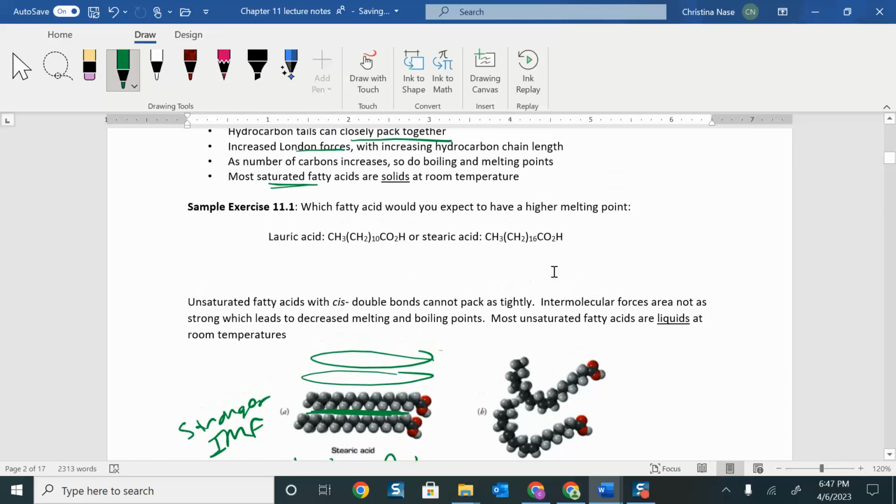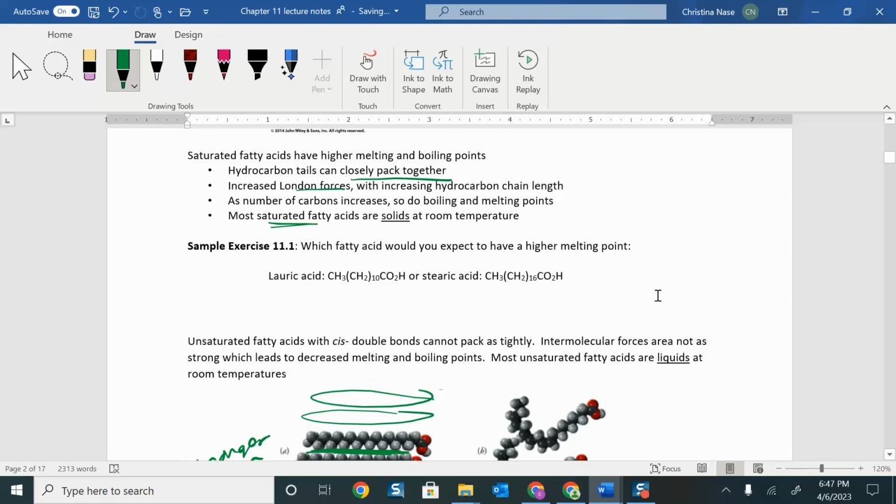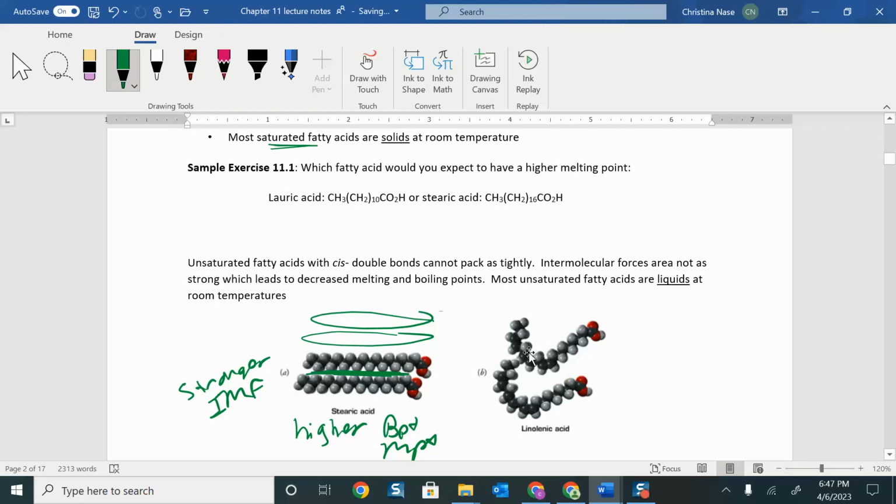Whereas unsaturated fatty acids like this one have a cis double bond, see how it forms a little kink. You can't pack those as tightly, so they have weaker intermolecular forces. Their boiling points are not quite as high. It doesn't take as much energy to separate them, so it's easier to turn this from a solid to a liquid. These will tend to be liquids at room temperature.